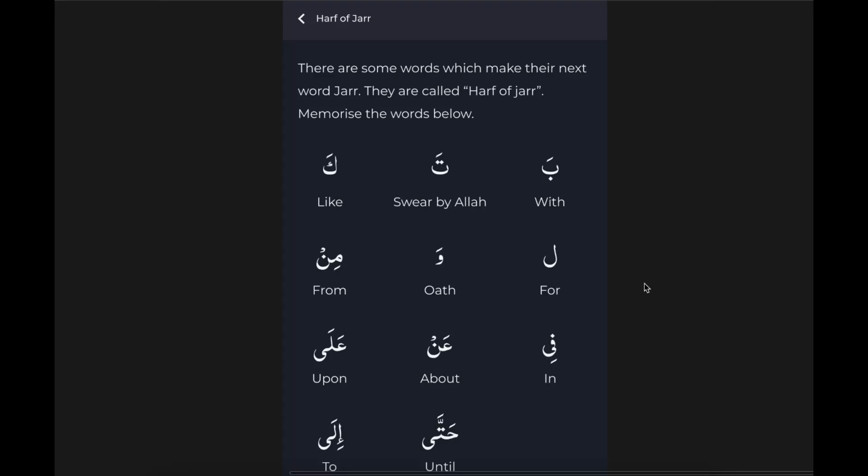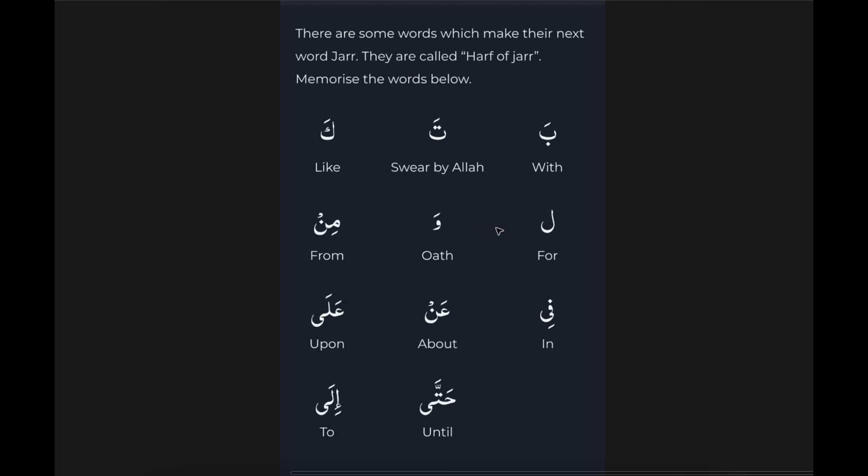The ism ending tells us that the word is jarr. And there are some words that make their next word jarr. If you see these words, then know that the immediate next word is going to be jarr, as simple as that. And we are going to memorize these words. They are called harf of jarr. Since they make their next word jarr, they are called harf of jarr.